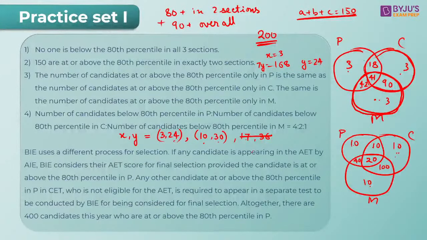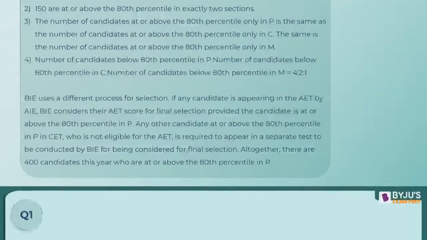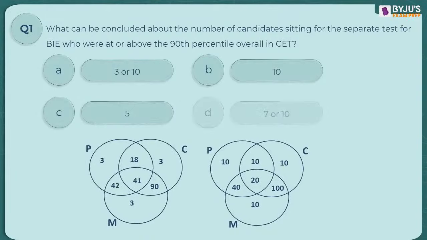Okay, so in this case, we took the values of x. We took these three as x, then we were given this ratio from which we formed an equation, and we got two possible solutions to it, right? So these are the values that we will get. Okay, now let us proceed to the questions in this. So here's the first question. What can be concluded about the number of candidates sitting for the separate test for BIE who were at or above 90th percentile overall in CET?